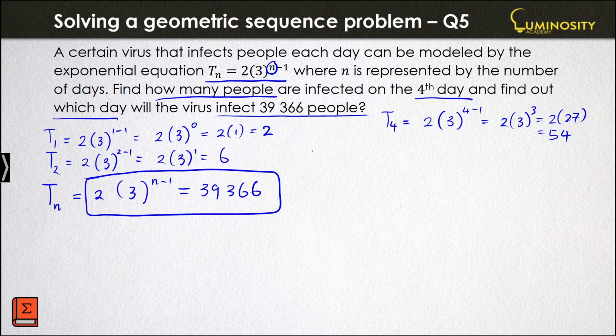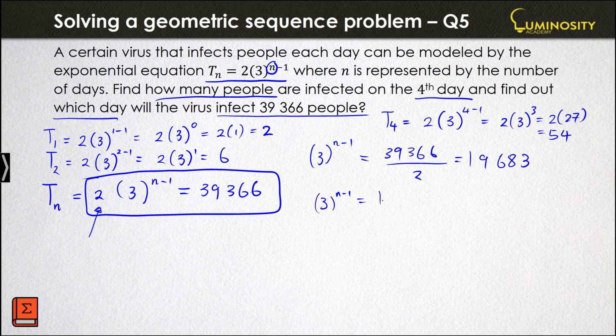First things first, I'm going to divide both sides by 2 to get rid of that number there. So I get 39,366 divided by 2, which is 19,683. Then I'm going to say, well, this is 3 to the power n minus 1 equals this big number here. So to get the exponent by itself, I use logarithms. So this is the base, this is the exponent, and this is the value output that we are looking for.